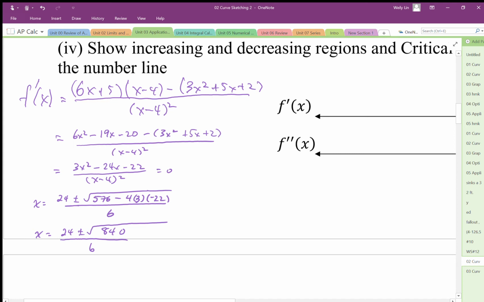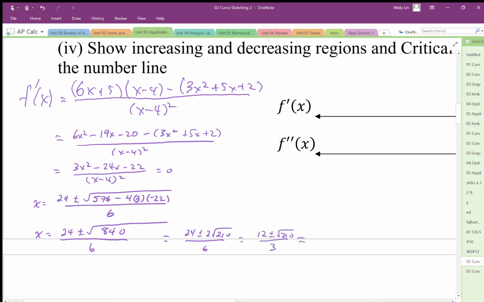So 840 divided by, I think the 840 is divisible by at least 4. So I think we can just divide by 4 and we get 210. So this simplifies to 24 plus or minus 2 root 210 over 6, which gets me to 12 plus or minus square root 210 over 3.